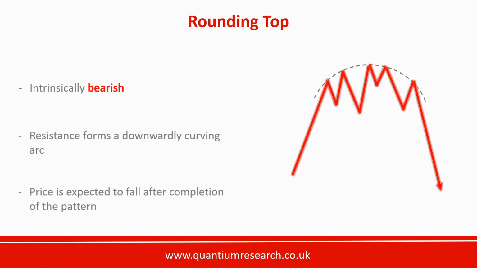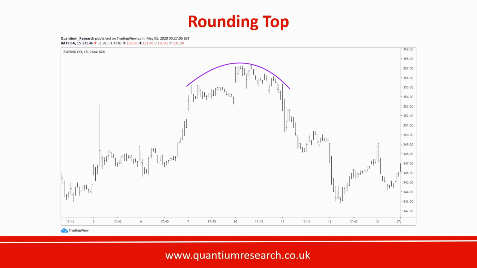So here is our example. In this situation, we have a rounding top reversal in a 15-minute chart of Boeing shares. Now you can see here the rounding formation, and the price reverses, and a downtrend ensues afterwards.